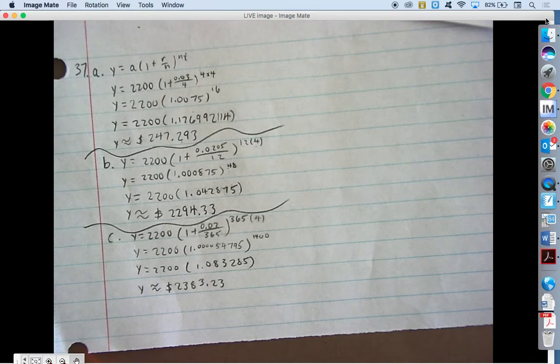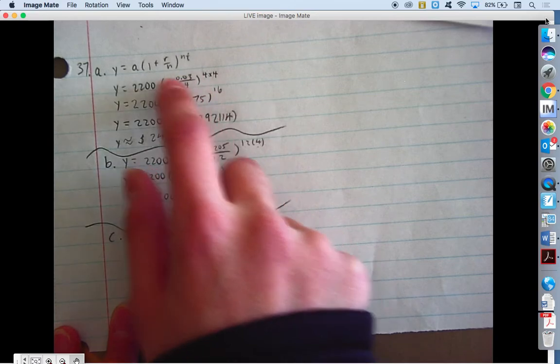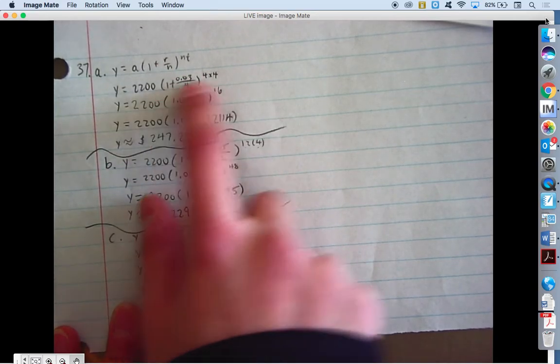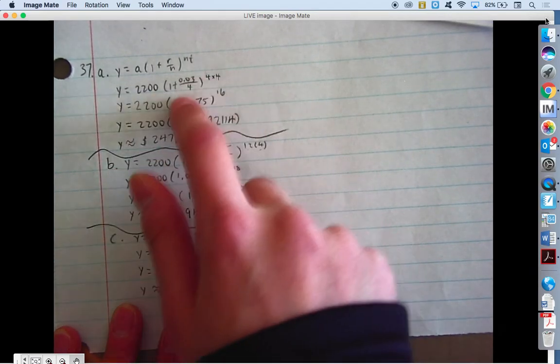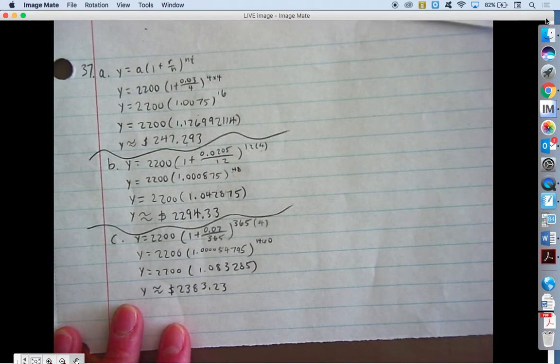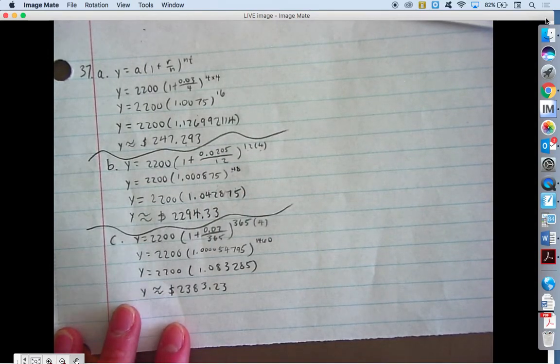So 37, you deposit $2,200 in a bank account. Find the balance after 4 years for each of the situations described below. So A, the account pays 3% annual interest compounded quarterly. So you plug in 2,200 for A, and 3% is the r, and you plug it in there, and it's quarterly, so you divide that by 4. And then you do the equation, and then you get $247.